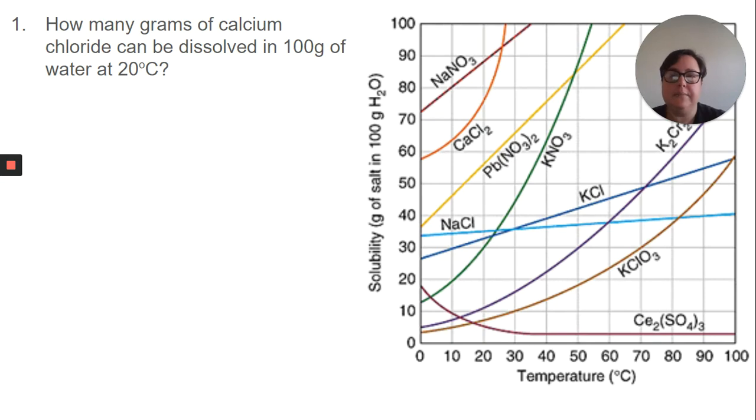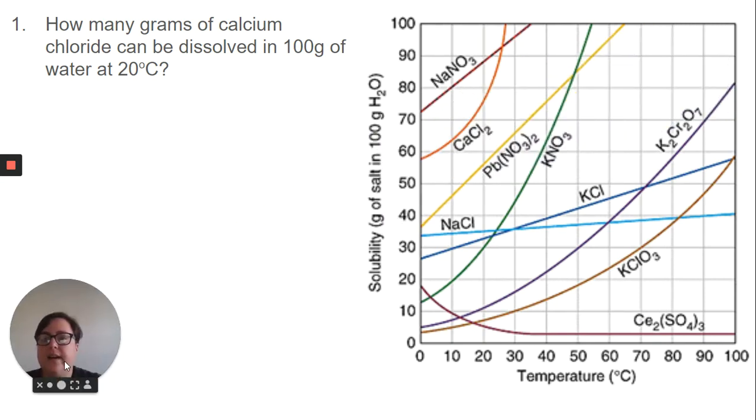So here's an example. I'm going to move myself out of the way so we can see the full graph. In question 1 here, we have how many grams of calcium chloride can be dissolved in 100 grams of water at 20 degrees Celsius. The 100 grams of water is just referring to this particular graph. So all of this data on the graph is per 100 grams of water. So really that 100 grams of water doesn't mean anything to this question.